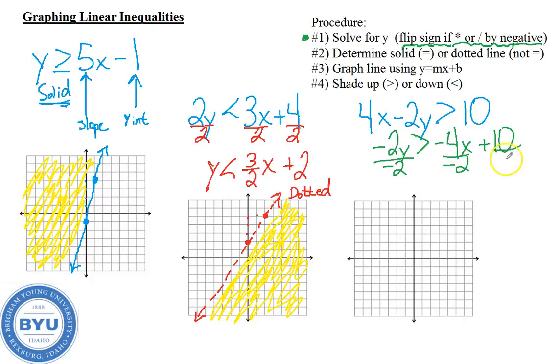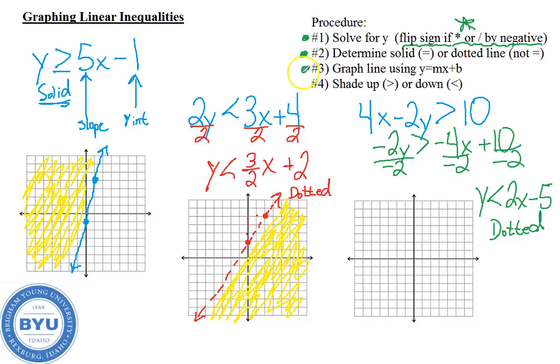Uh-oh. Whenever you divide by a negative number, don't forget, you've got to flip your sign. So I'm going to be left with y, and it's not greater than anymore. It's less than 2x minus 5. Okay. Is it going to be solid or dotted? It doesn't have a bar underneath here, so it's not equal to, therefore it's dotted.